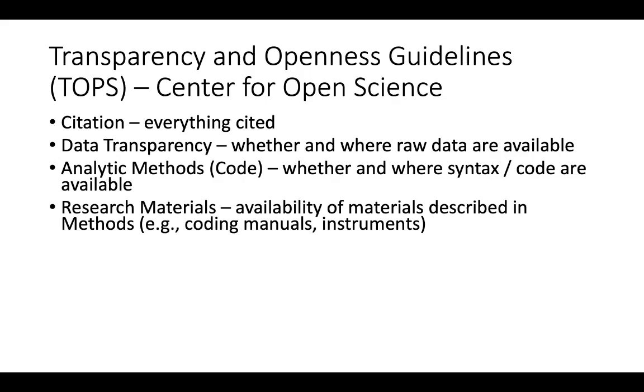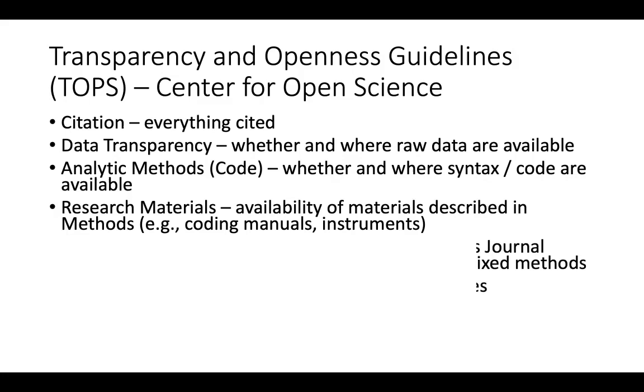A fourth aspect is the research materials. They need to be available and described in the methods section. So for example, here's where you would talk about the availability of a coding manual that your team made up, or standardized or specialized instruments that you develop. Where are the coding manuals for those? Where are the scoring instructions, and so on.